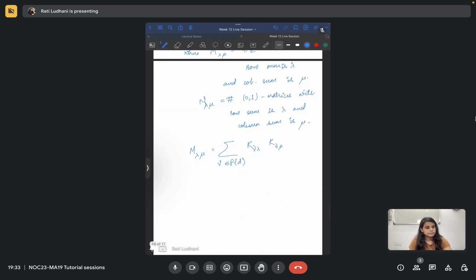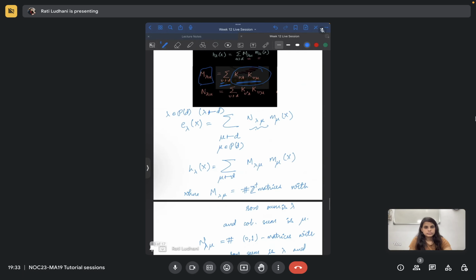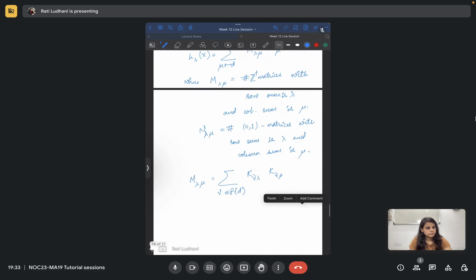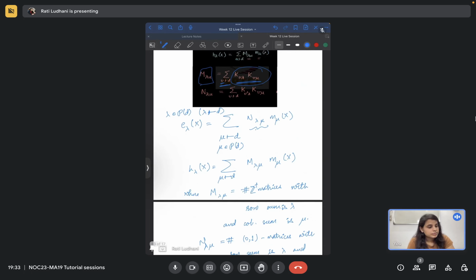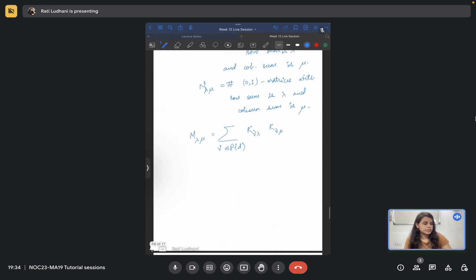Now again, you write the same. Correct, ma'am. So let's try to find this m lambda mu. What does this say? You will be finding K nu lambda and K nu mu, and these are the partitions of D only.